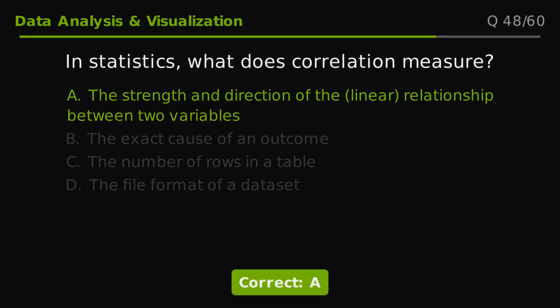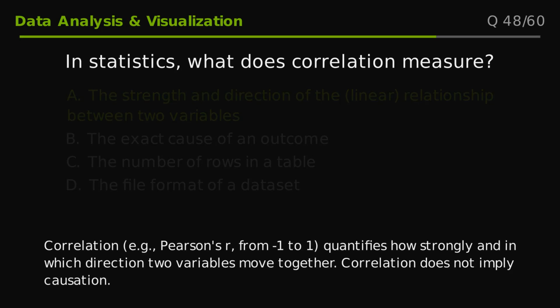The correct answer is B. Correlation, for example Pearson's r from -1 to 1, quantifies how strongly and in which direction two variables move together. Correlation does not imply causation.